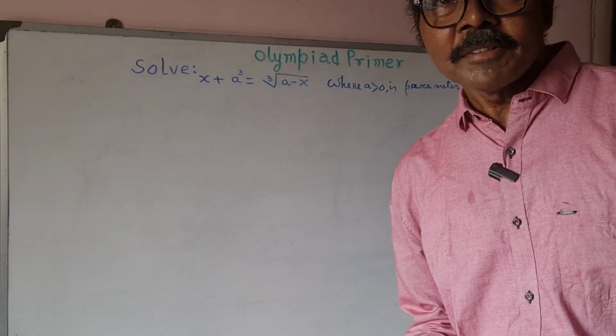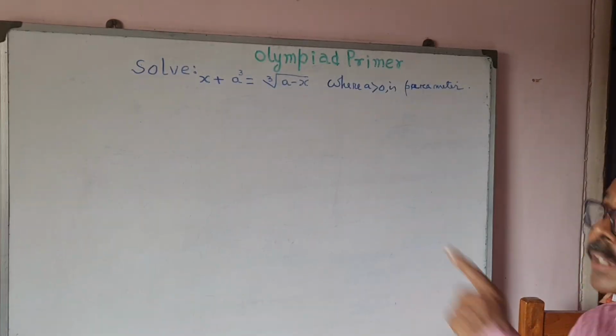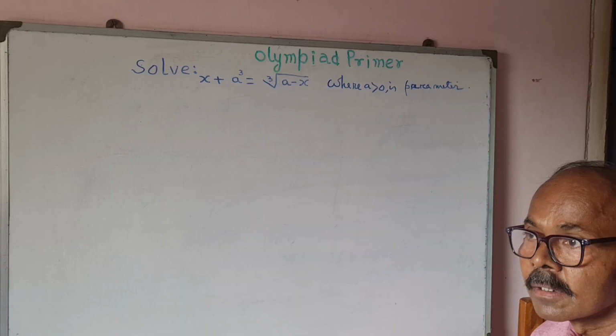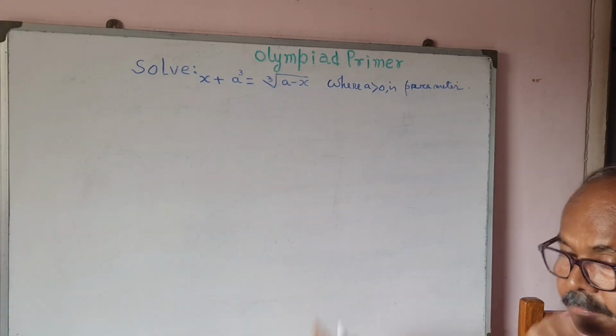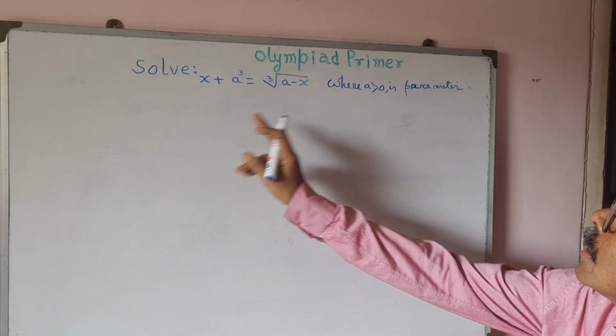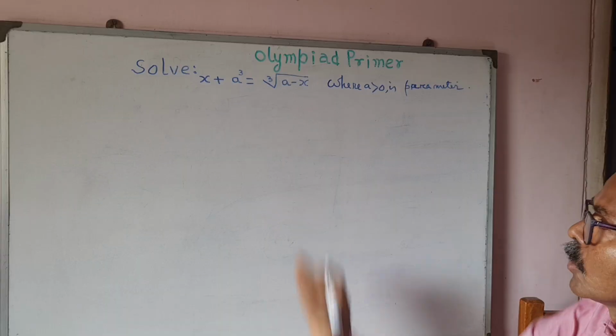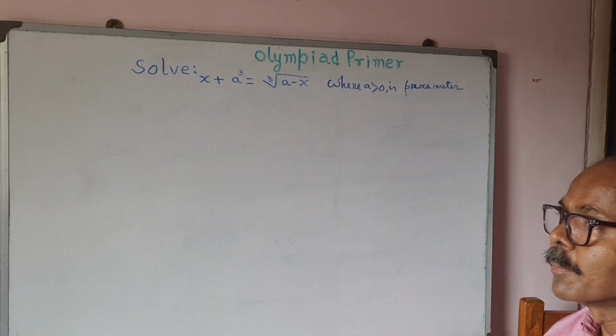Welcome to Olympiad program. Today we will solve this equation. First, we see the equation is (x + a)³ = cube root of (a − x).